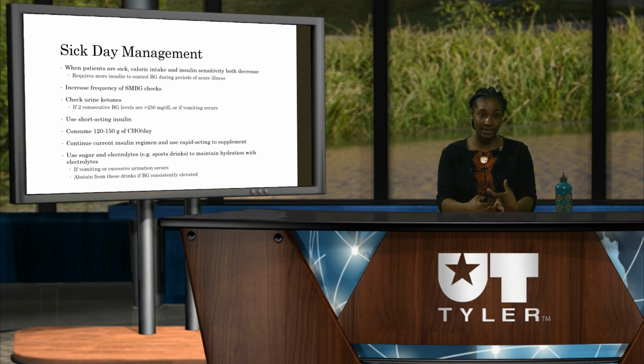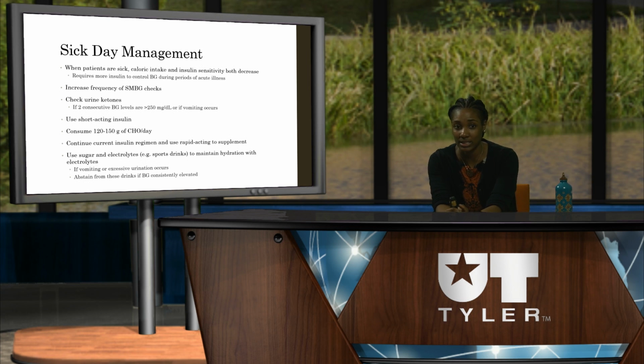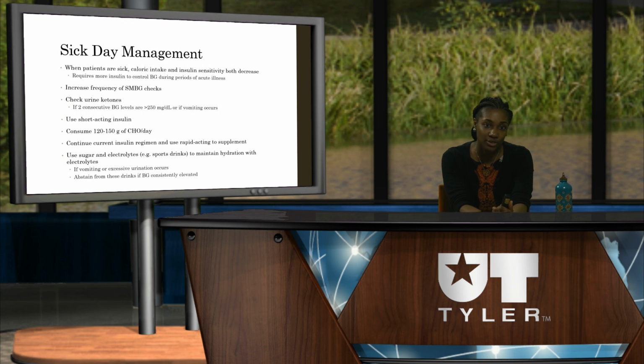Recommend that they use short-acting insulin. That way, if they end up giving themselves too much insulin, we know it's going to wear off fairly quickly. Consume 120 to 150 grams of carbs per day. That way we keep a good level of carbohydrates in the body. Continue your current insulin regimen, but then use rapid-acting insulin to supplement that if your levels become too high. And then use sugar and electrolyte, things like sports drinks, to maintain hydration and to help with electrolytes, especially if the patient is vomiting or urinating more often.